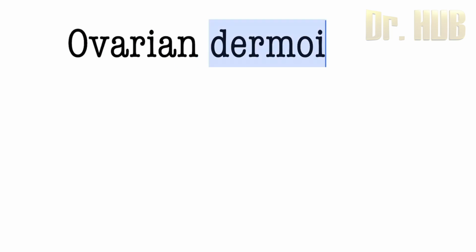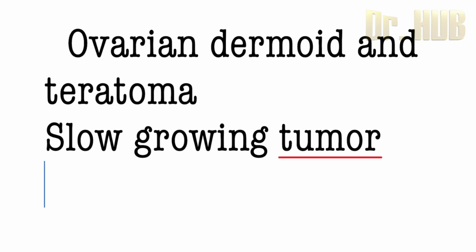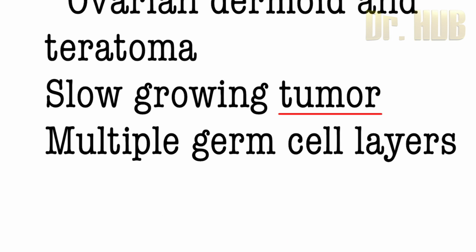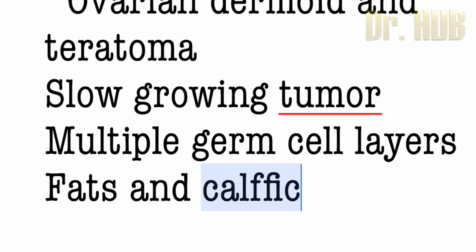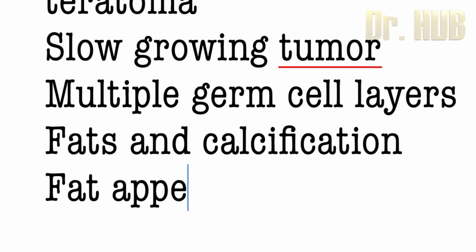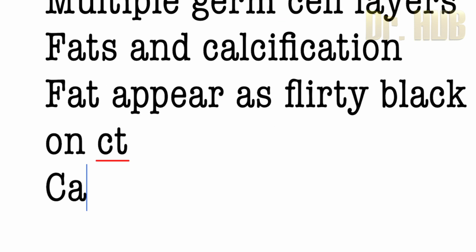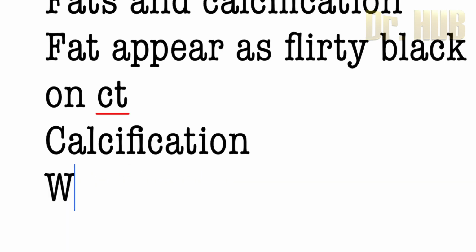Ovarian dermoid or the teratoma. So what is this? This is ovarian dermoid and the teratoma. This is a slow-growing tumor containing the elements from the multiple germ cell layers. It contains the fats and also the calcification. There is the fat which appears dirty black on the CT, and there is also the calcification which appears white.